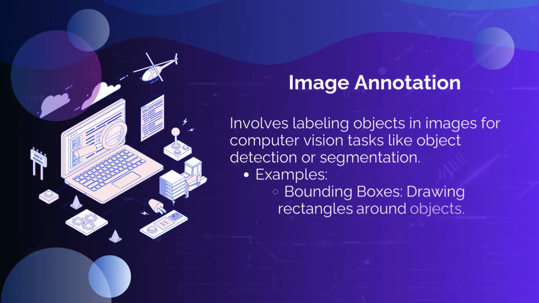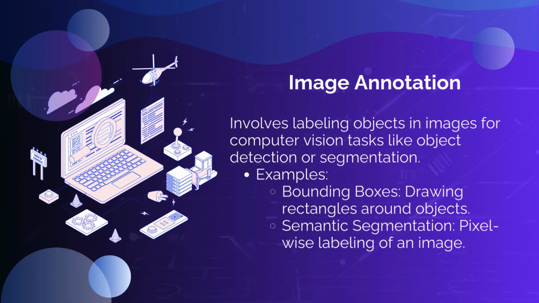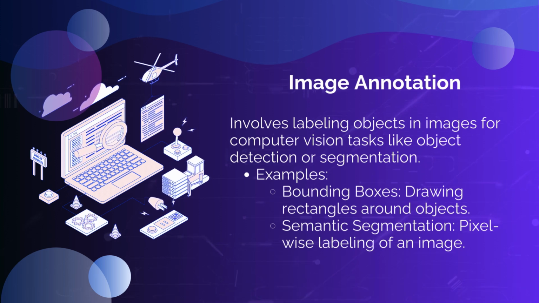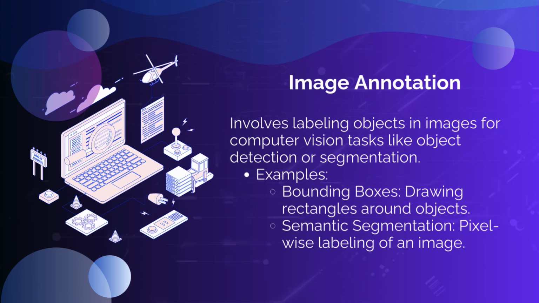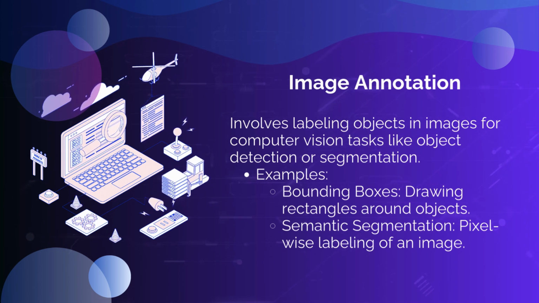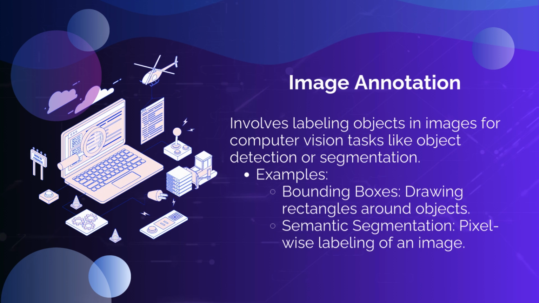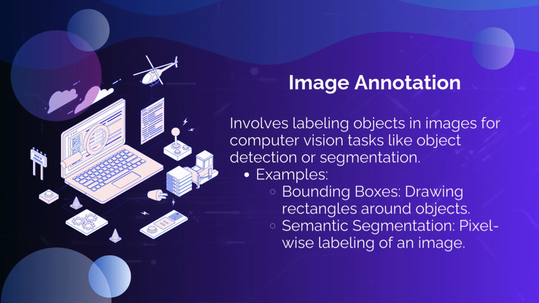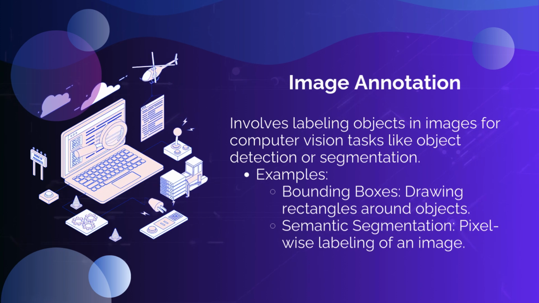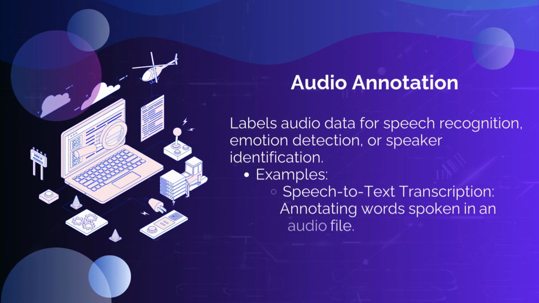Second is image annotation. Here, we label objects and images, which is super useful for computer vision tasks like object detection or segmentation. For instance, bounding boxes, drawing rectangles around objects. Semantic segmentation, assigning labels to every pixel in an image. Pretty cool, right? Number 3 is audio annotation.